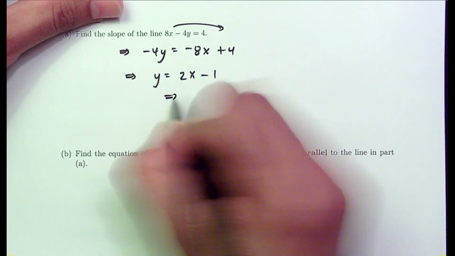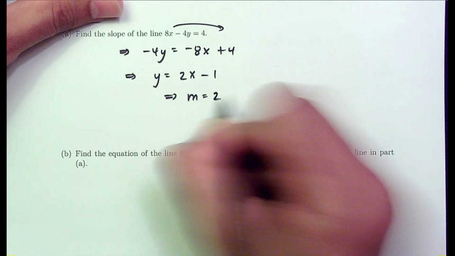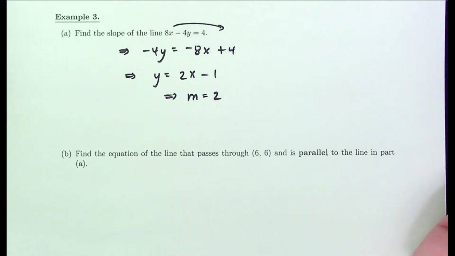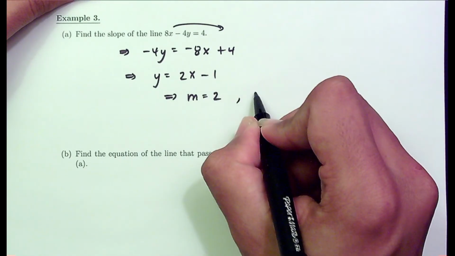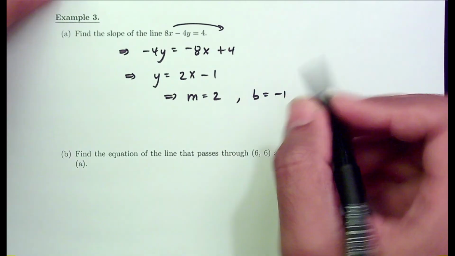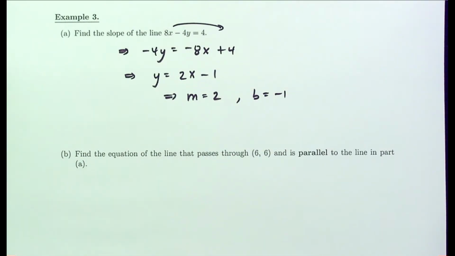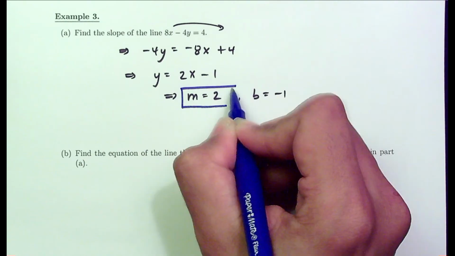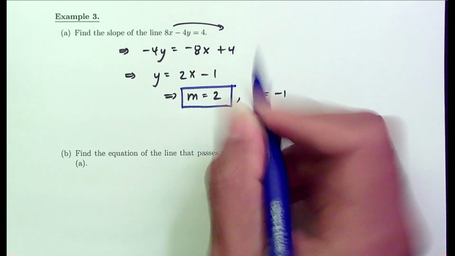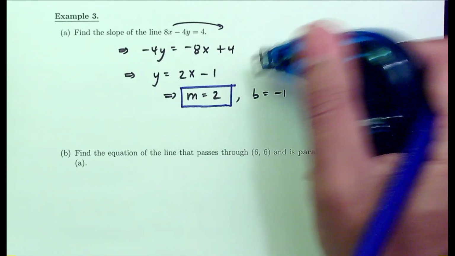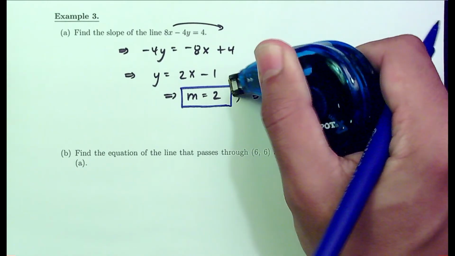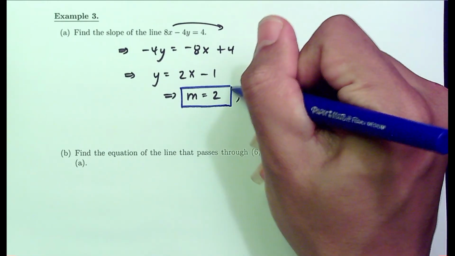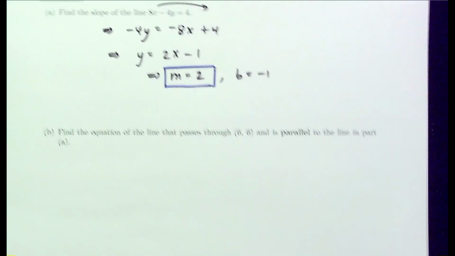That means that m equals 2. And of course, we don't really need it because they're not asking about it, but that would also mean the y-intercept is -1. The b is -1. We only needed the slope though. So the slope of this equation is positive 2. Okay, so now you know the slope of that one.